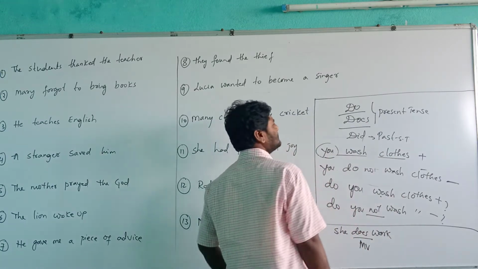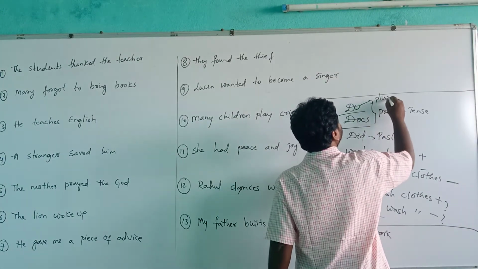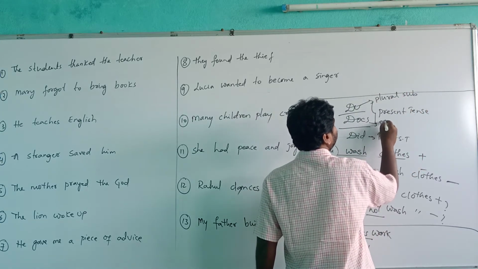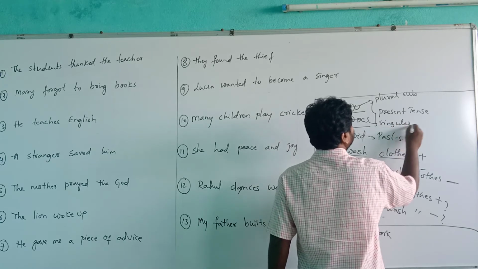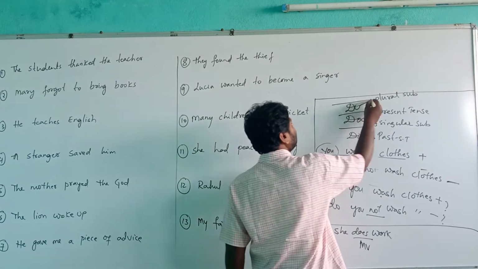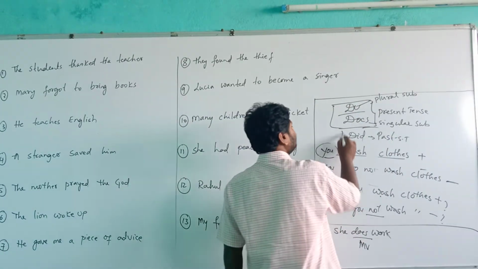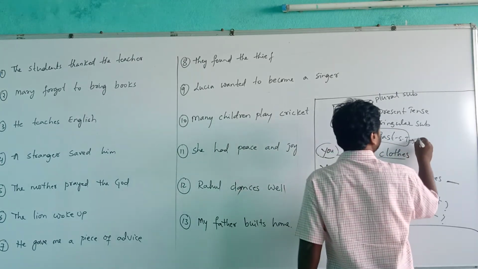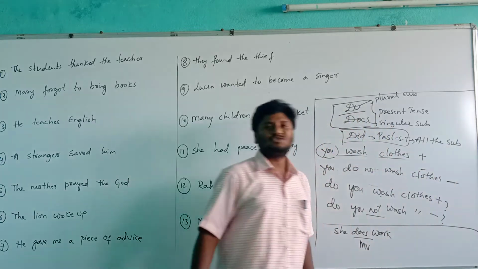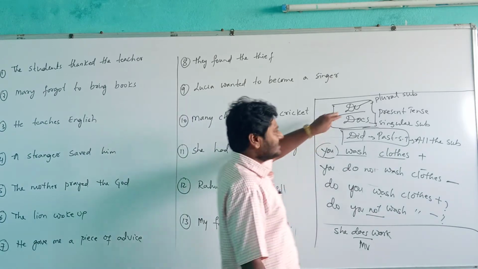Do and does are used in the present tense. Do is used for a plural subject. Does is used for a singular subject. As you can see here, did is completely past, and did is used for all the subjects. I hope you understood this.